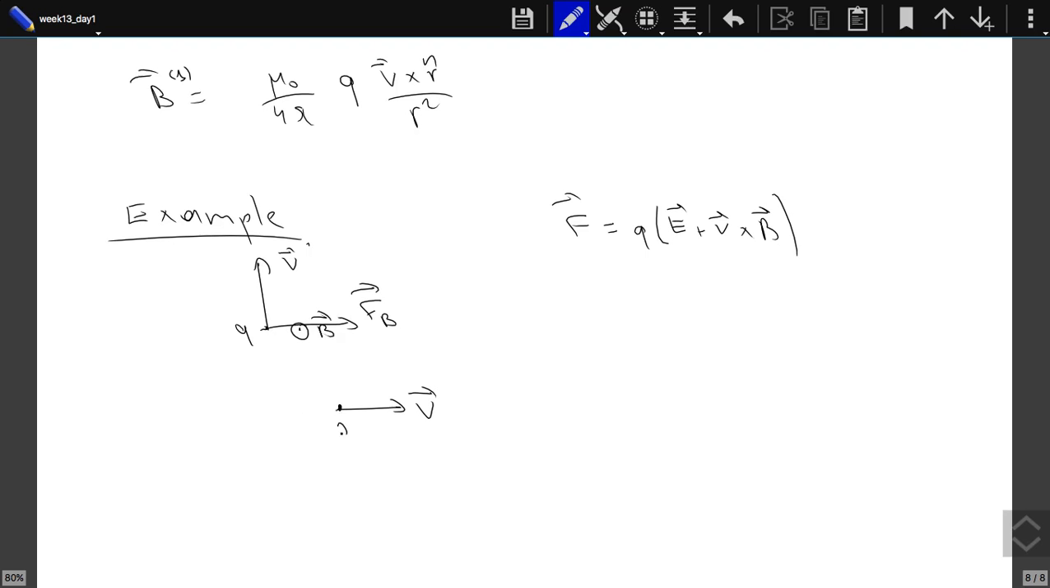Now, let me put it somewhat away. It is over here. Now, what is the direction of the magnetic field that this charge creates at this point? Remember, its direction is V cross R. So this is my R. This is moving in that direction, V. So V cross R is into the screen. At this point, there will be a magnetic field created into the screen. What is the direction of the magnetic force? Upwards.